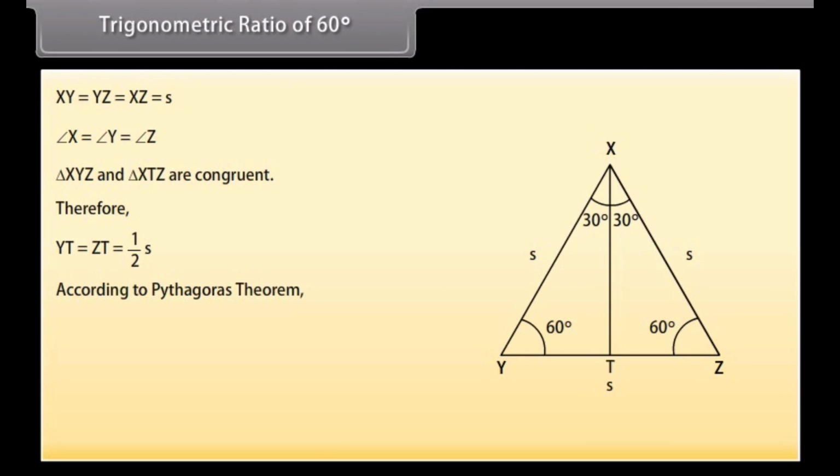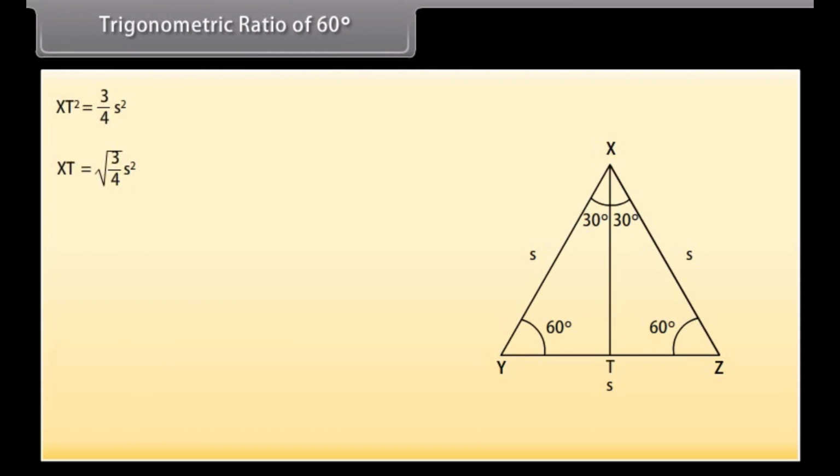According to Pythagoras Theorem, XT square plus YT square is equal to XY square. By substituting the values, we get XT square plus 1 upon 2s whole square is equal to s square. By calculating it, we get XT is equal to square root 3 upon 4s square, which is square root 3 upon 2s. Sine 60 degree is equal to XT upon XY, which equals square root 3 upon 2s upon s equals square root 3 upon 2.